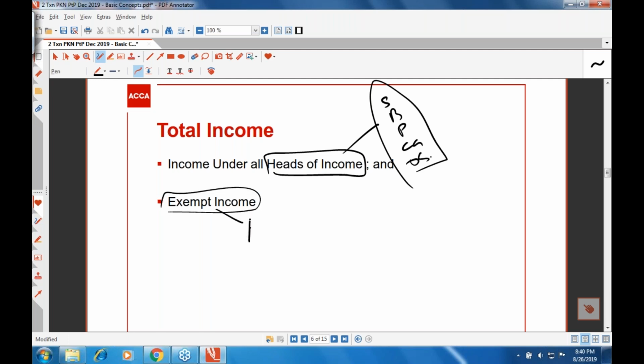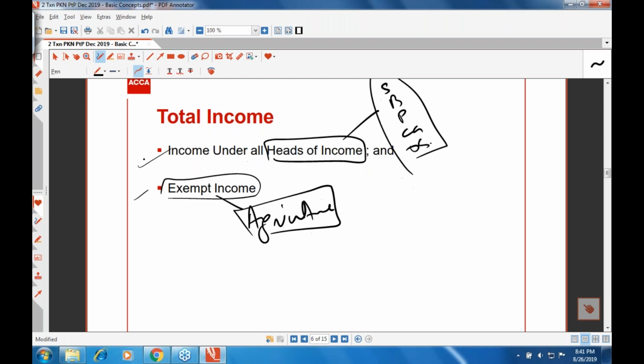For example, in Pakistan, the agricultural income is exempt from tax. Or if there is any other income which is prescribed by the tax authorities, by the FBR, to be exempt, that income is also going to be considered as an exempt income. So when we talk about total income, it includes income under all heads plus the exempt income.